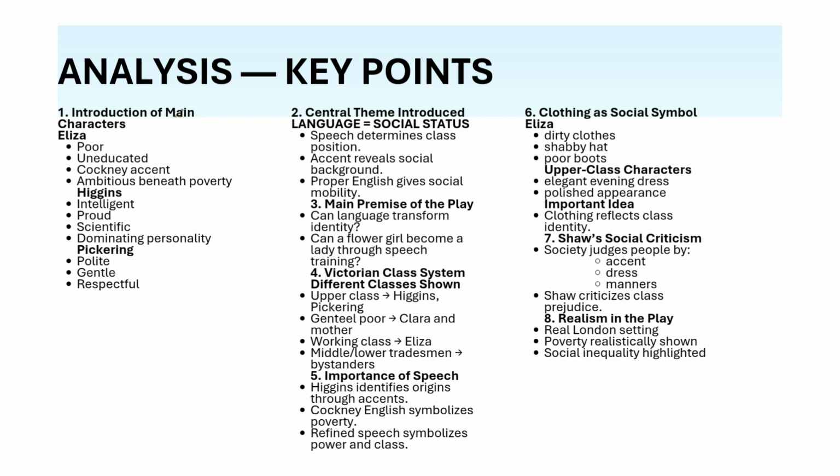The second important aspect of Act 1 is the introduction of the play's central theme: language equals social status. Throughout the act, Shaw demonstrates that speech determines a person's social position. Higgins can identify people's backgrounds simply by listening to their accents. In Edwardian England, pronunciation often revealed a person's class, education, and opportunities.